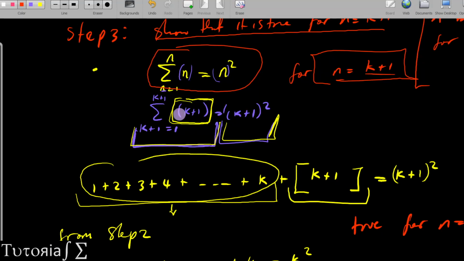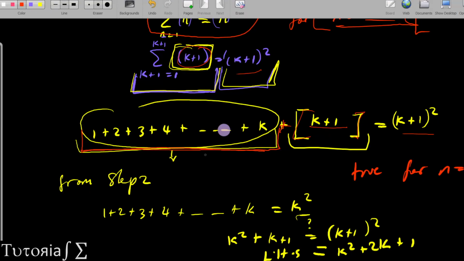Then we know that the sum from n equals to 1 to k plus 1 is basically the sum from n equals to 1 to k, then plus the k plus 1 term. So this is what we do here. We just get the sum from n equals to 1 to k, then we get the k plus 1 term, we add it here. So we say plus the k plus 1 term here, and this will be equals to the left side that we have here.